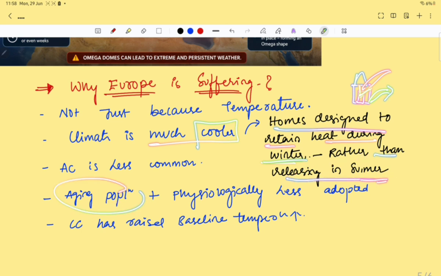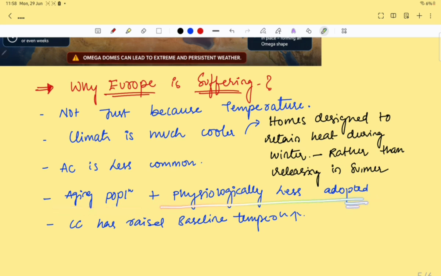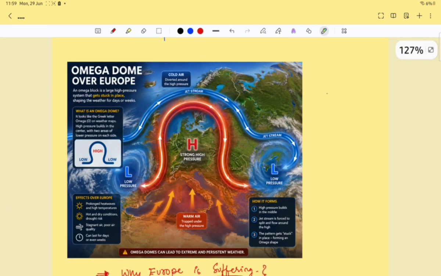An aging population is one of the major factors. Europe is known for its aging population, plus they are physiologically less adapted to this weather pattern. They have not been adapted to this type of weather before. And even climate change has raised the baseline temperature. We cannot say climate change is the most important factor, but yes, it plays a major role. It is one of the factors, we could say. So this is what we call the omega effect.